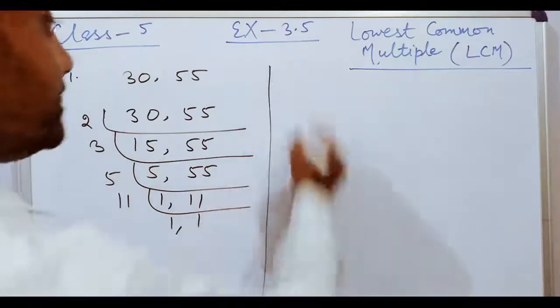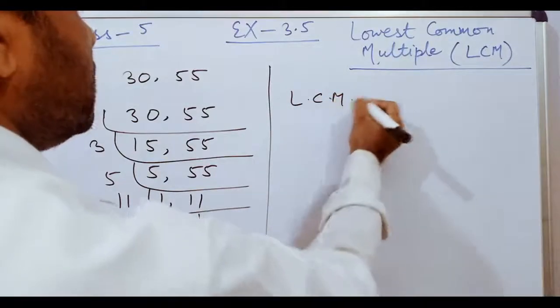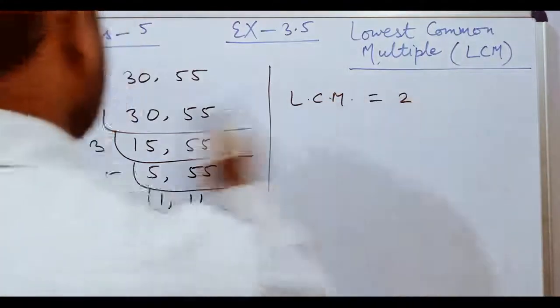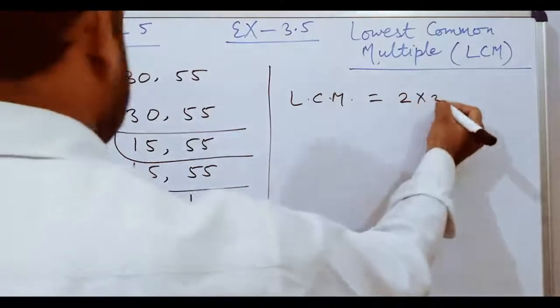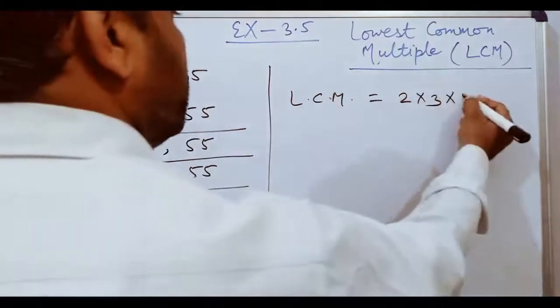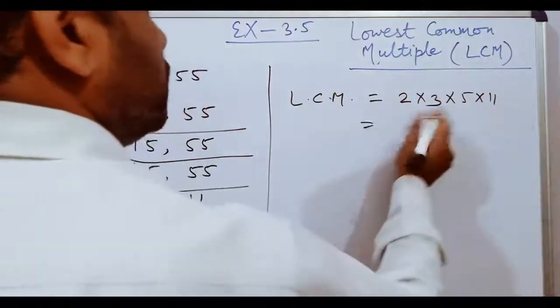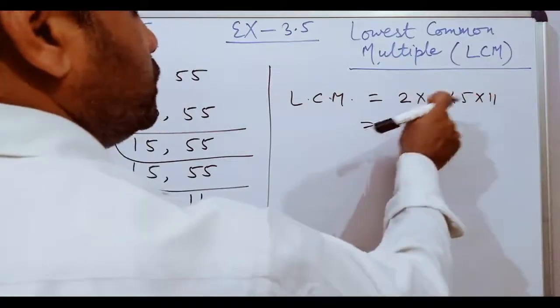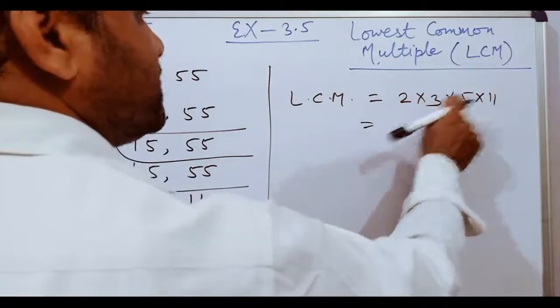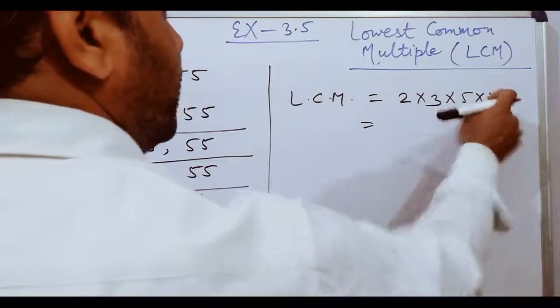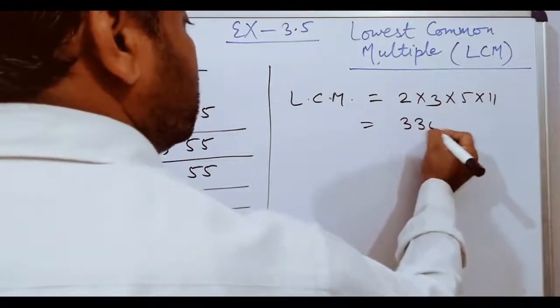Then LCM equals 2 into 3 into 5 into 11. So 2 3s are 6, 6 5s are 30, 30 11s are 330.